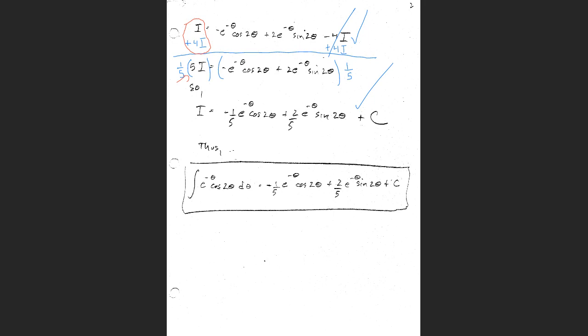So it turns out that the antiderivative of e to the negative theta cosine 2 theta will equal negative 1/5 e to the negative theta cosine 2 theta plus 2/5 e to the negative theta sine 2 theta plus a constant.